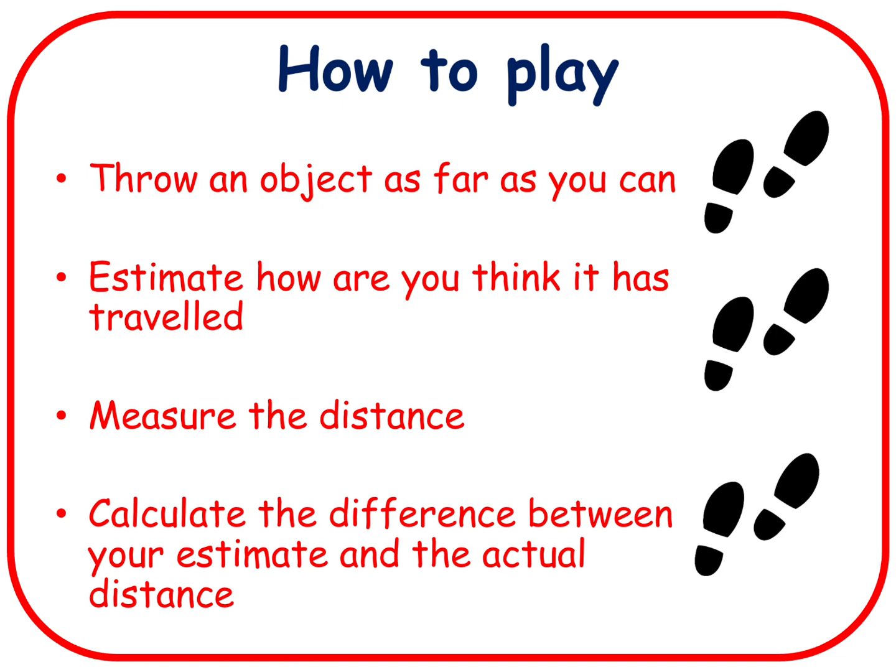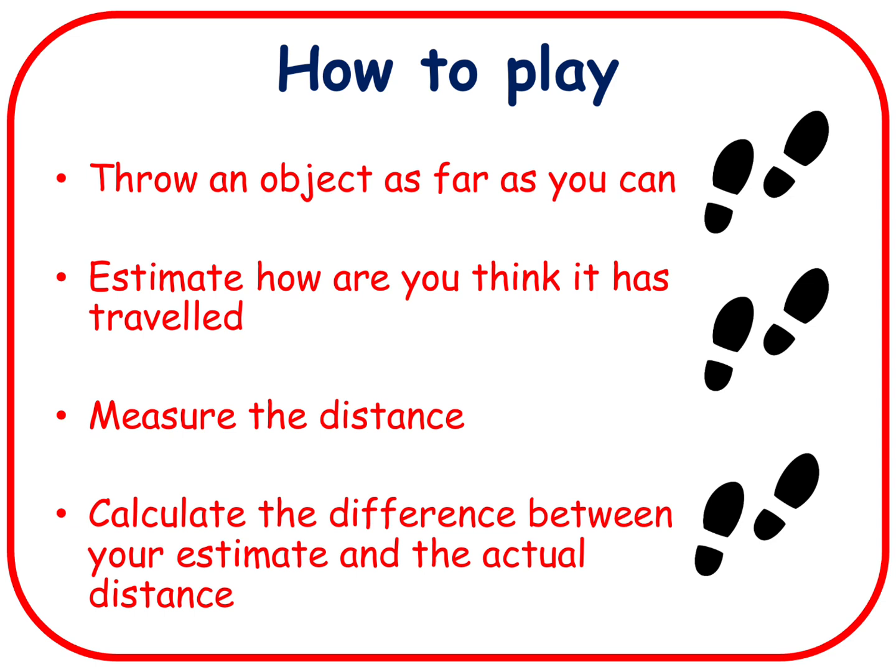The first thing you do is throw your object. Remember to make sure the space is clear and you're not going to hit anything. Then you estimate how far you think your object has travelled and write down your answer. You then measure the actual distance your object has travelled. You can use the length of your foot or your step. Finally, you calculate how accurate your estimate was by subtracting your estimate from your actual distance.